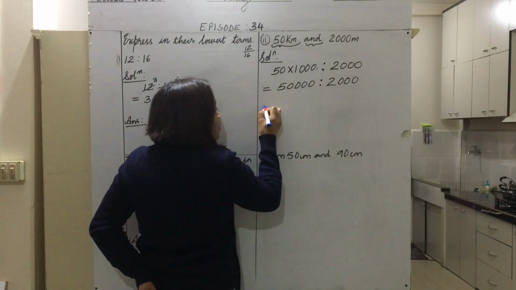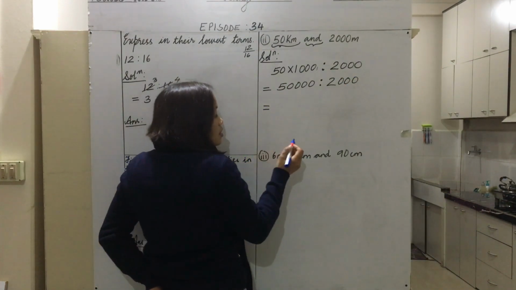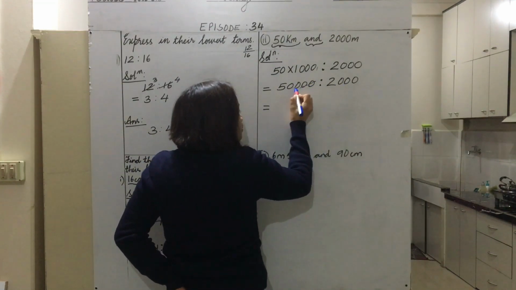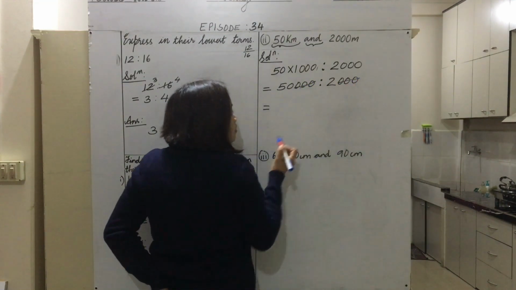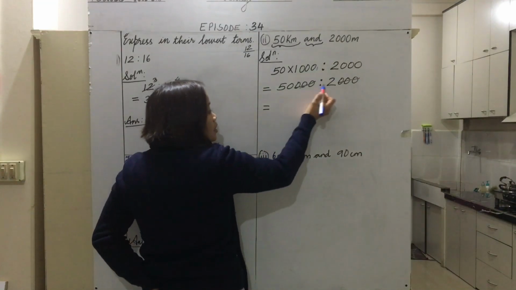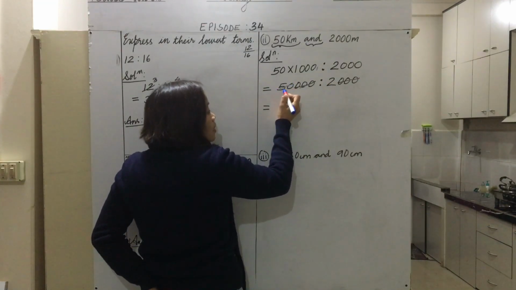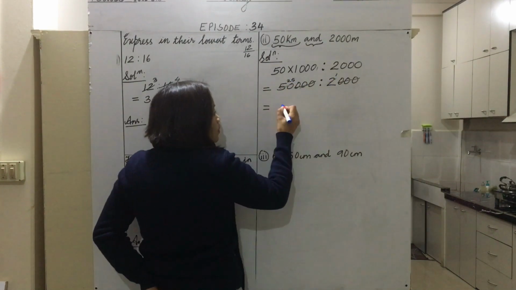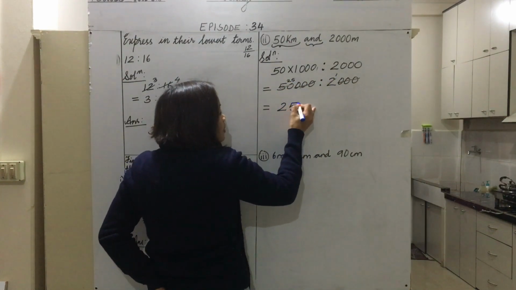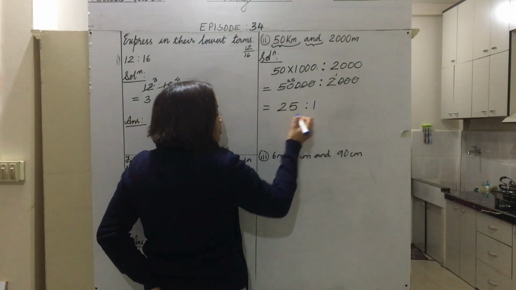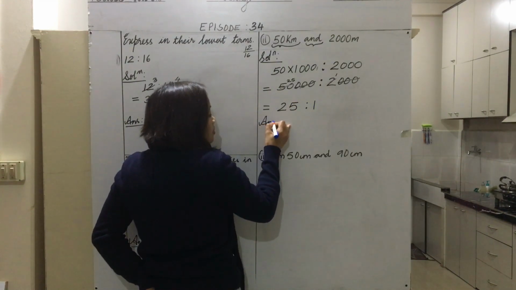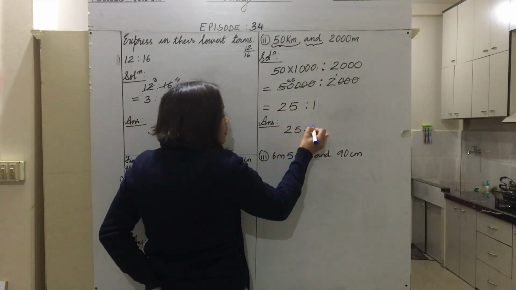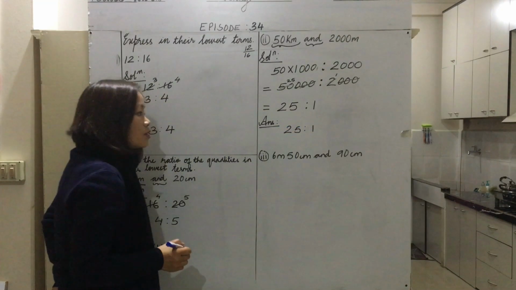Then we reduce this. Fraction can reduce them. We can take 3 zeros. What is left? 50 and 2, we can still reduce them. 2 25 times is 50, 2 1 times is 2. So what do we have? 25 is to 1. The ratio has no units, so we take 25 is to 1.